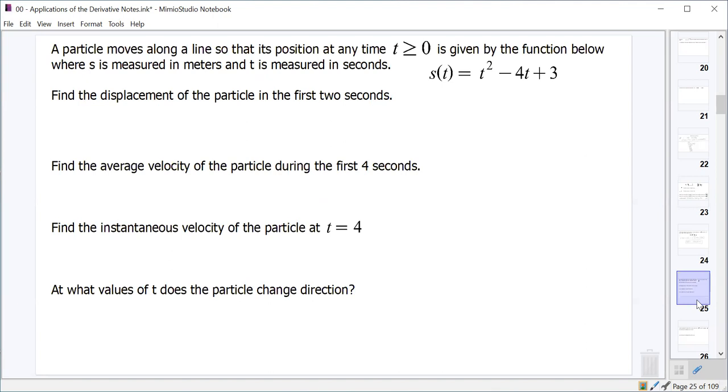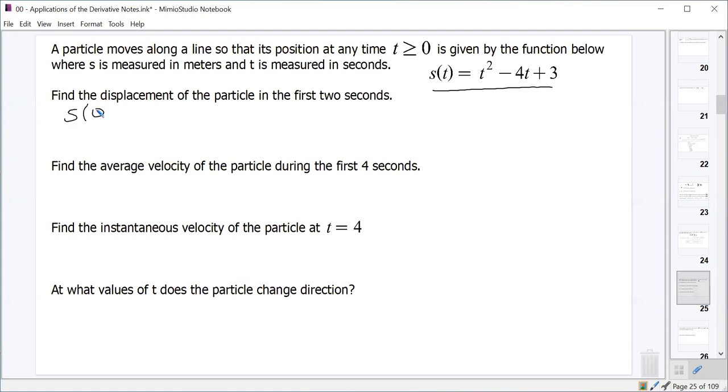We've now got a particle again moving along a line with its position at any time t greater than or equal to 0 given by the function s of t equals t squared minus 4t plus 3. t is measured in seconds and s is measured in meters. We want to find the displacement of the particle in the first 2 seconds, which means we need to know where the particle was at t equals 0 and where it is at t equals 2.